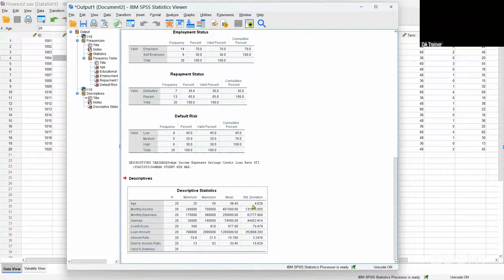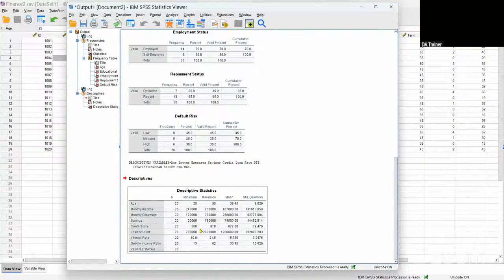Now, looking at monthly income, the minimum person under monthly income receives 240,000. And then the maximum amount under monthly income is 700,000, right? And then the mean is 400. The standard deviation is 131. Okay, monthly expenses. All right, the minimum from the expenses recorded is 170. The maximum expenses is 380, and then the mean follows suit. We have savings 20,000 and 180.